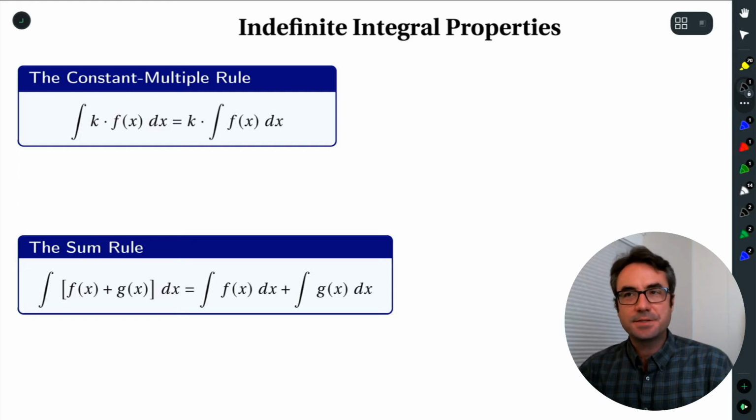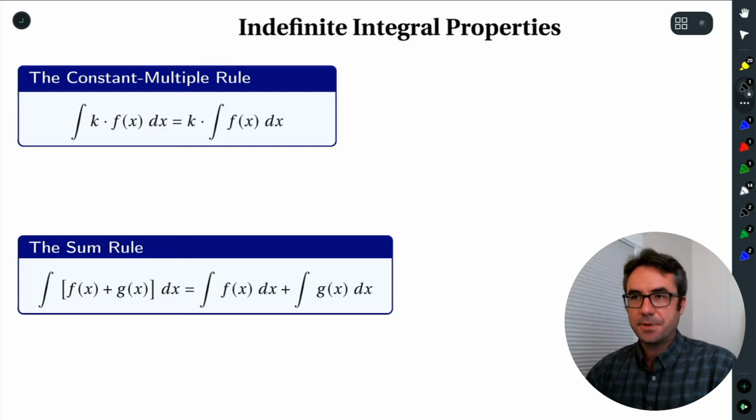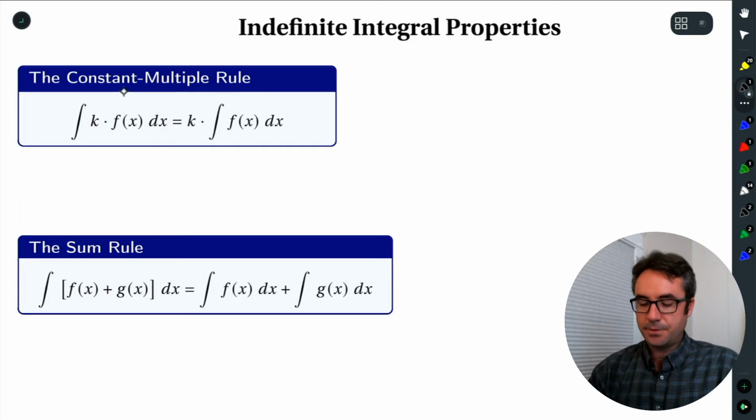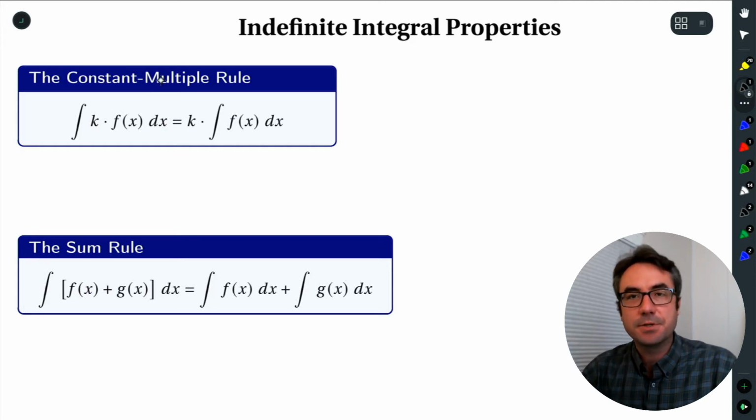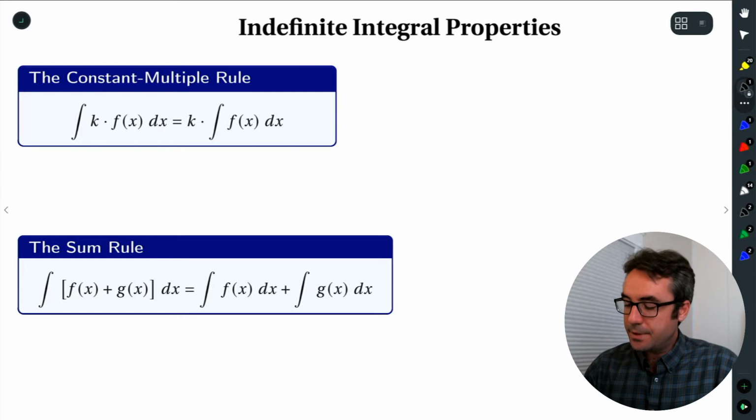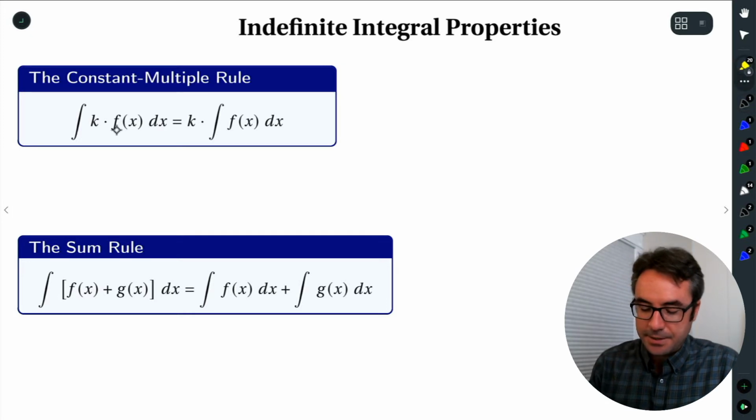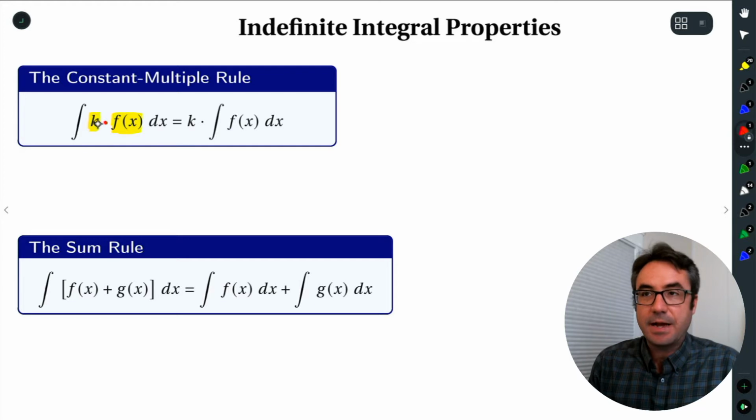All right, let's start looking at some of the more advanced integration rules here. So the first one we're going to see is the constant multiple rule. What this really does is it tells us how to integrate when we have a constant k times a function f of x. So k is a constant and we're multiplying our function f of x.